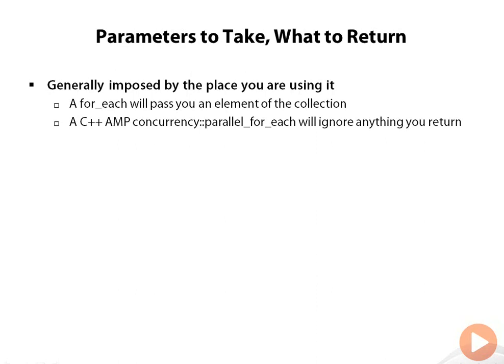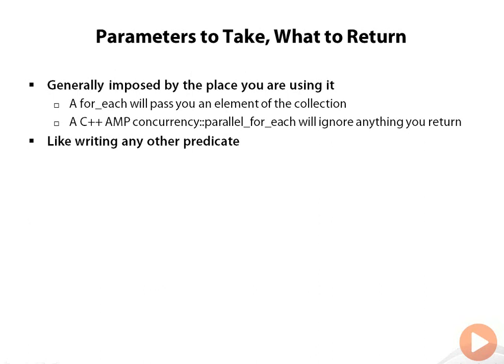Sometimes there's also requirements. You have to put a predicate in here that returns an integer or whatever the collection is of. Or your lambda mustn't return anything, or if it returns something, I'm going to ignore it. So the documentation of the place that's asking for the predicate is the place that will tell you what your lambda should take or return.